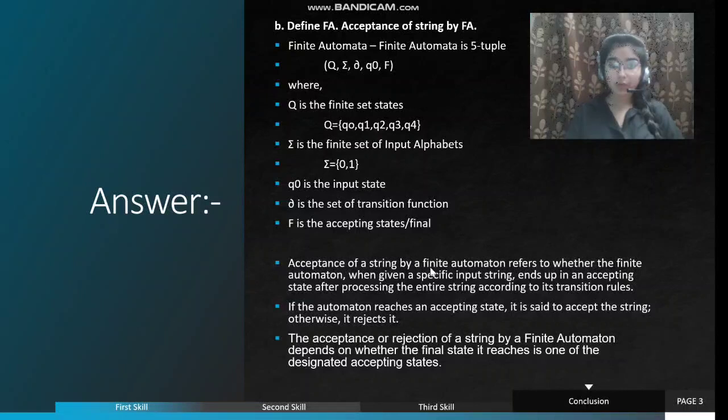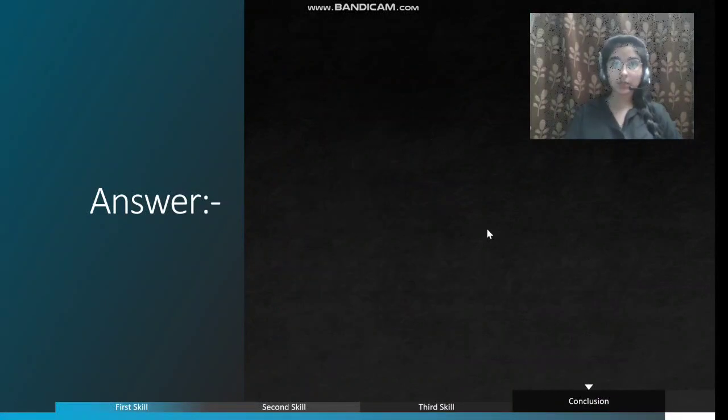Now, acceptance of a string by a finite automata refers to whether the finite automaton, when given a specific input string, ends up in an accepting state after processing the entire string according to its transition rules. If the automaton reaches an accepting state, it is said to accept the string, otherwise it is rejected. The acceptance or rejection depends on whether the final state is one of the designated accepting states. Now let's look at the C part.